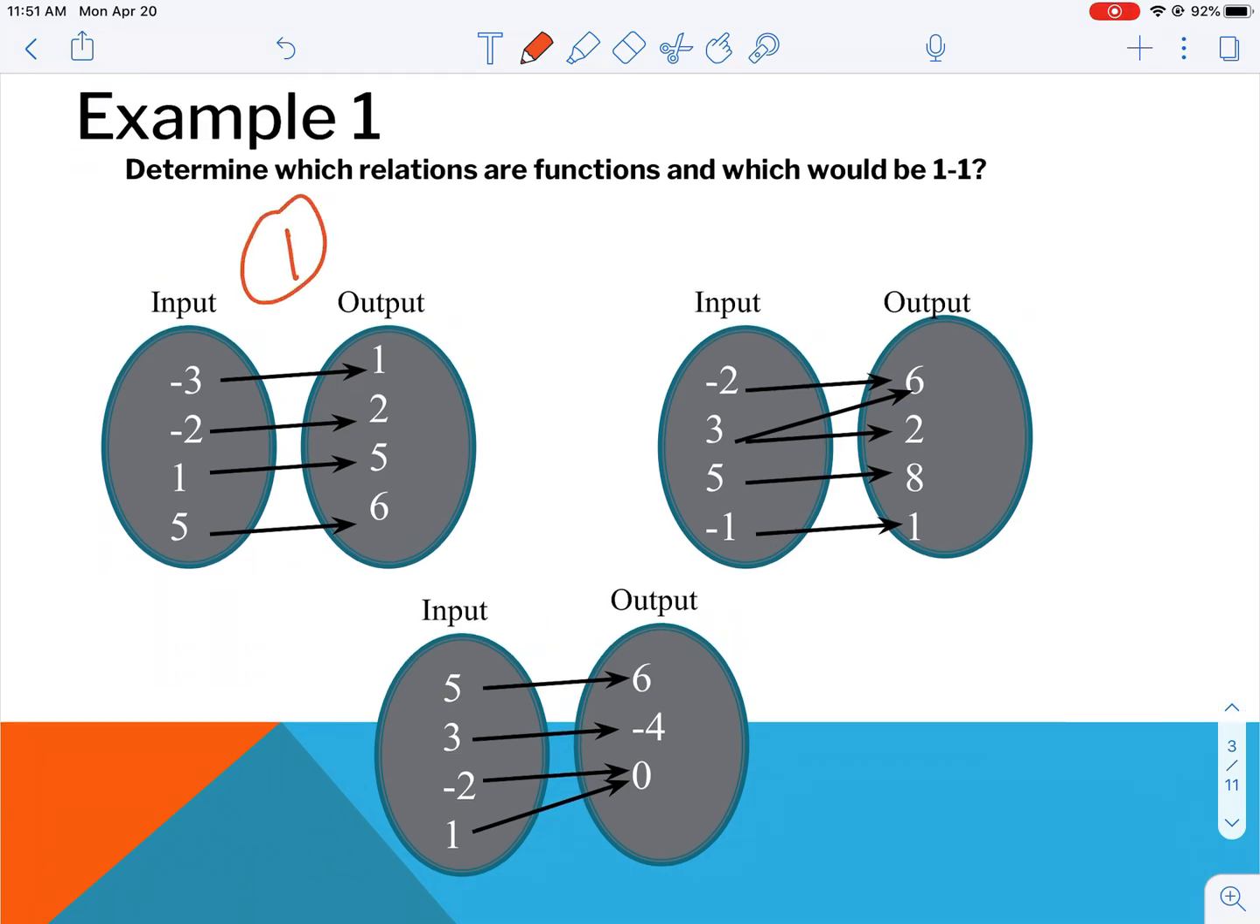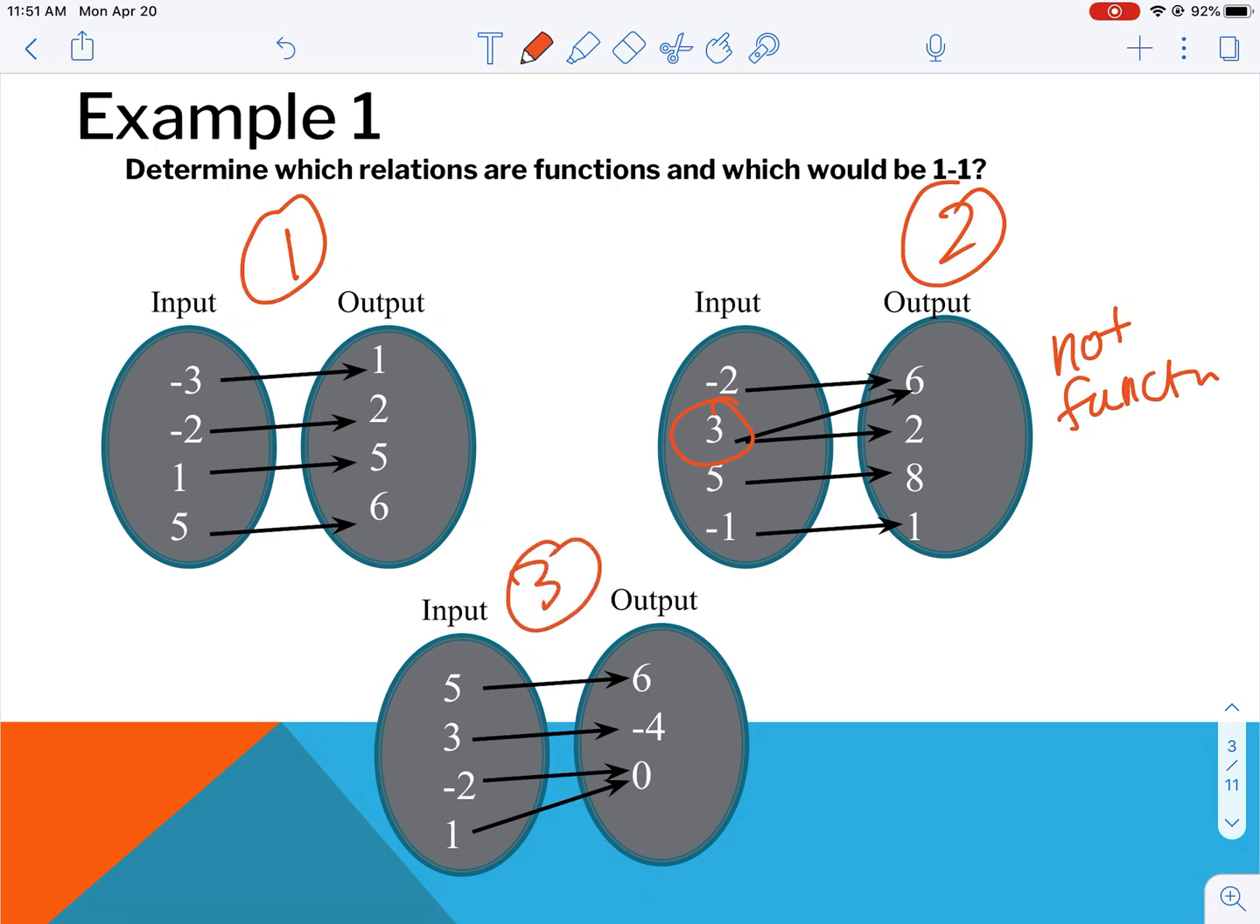And we kind of looked at some of these, like this first one over here. That one's good. That one is a function because every single input has one output. Whereas number 2 here, we look at this input 3 has 2 different outputs. So that's not a function, okay? If it's not a function, then it can't be one-to-one.